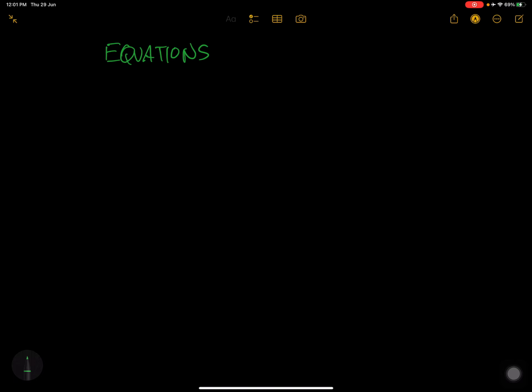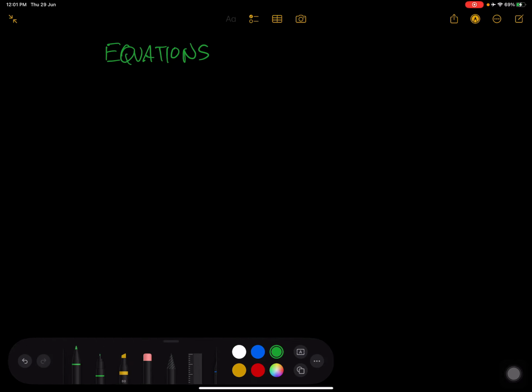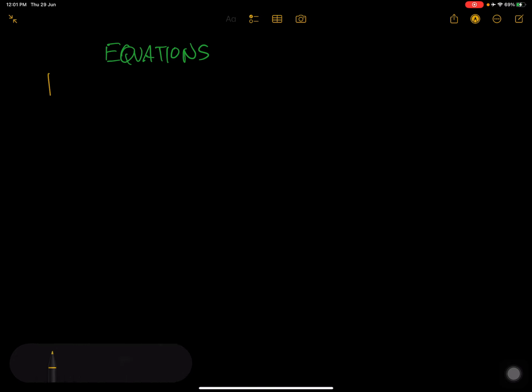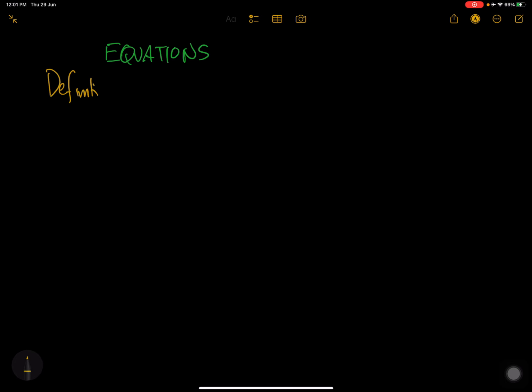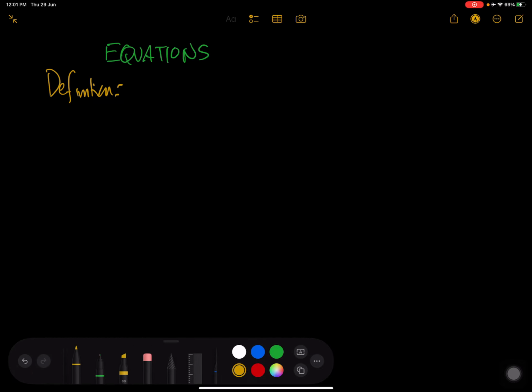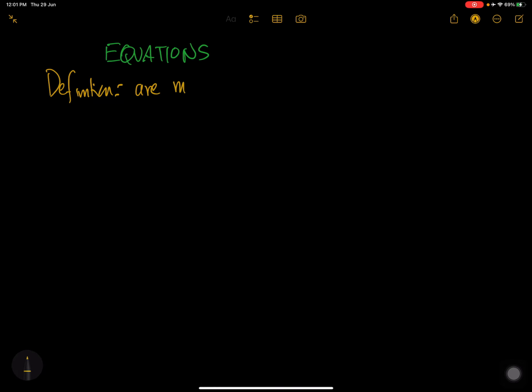Now, in this video, we are going to look at the different types of equations. But before we do that, let's see if we can give a definition of what equations are. By definition, we say equations are mathematical expressions or algebraic expressions, mathematical expressions, right?